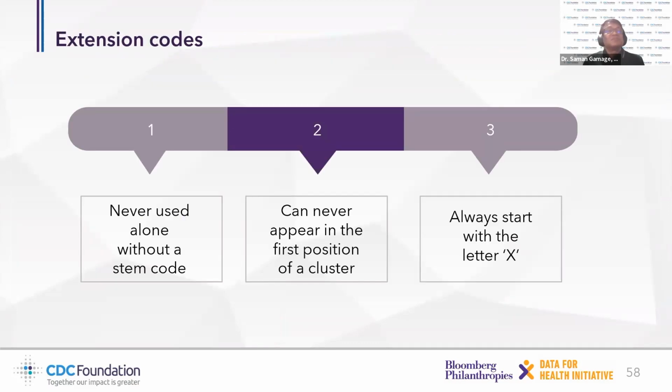So the facts to remember are: extension codes are never used alone without a stem code. You cannot use them alone. They can never appear in the first position of a cluster, and they always start with the letter X.